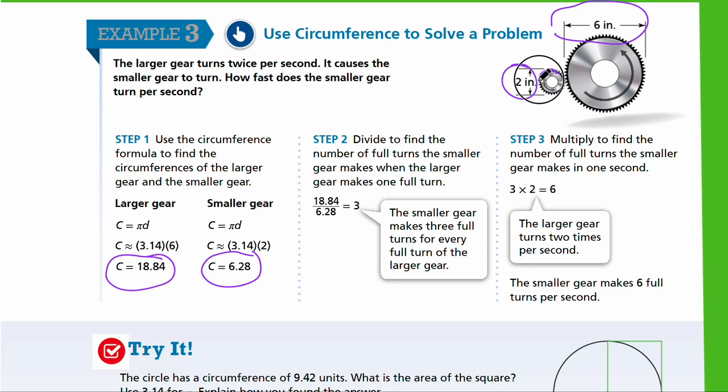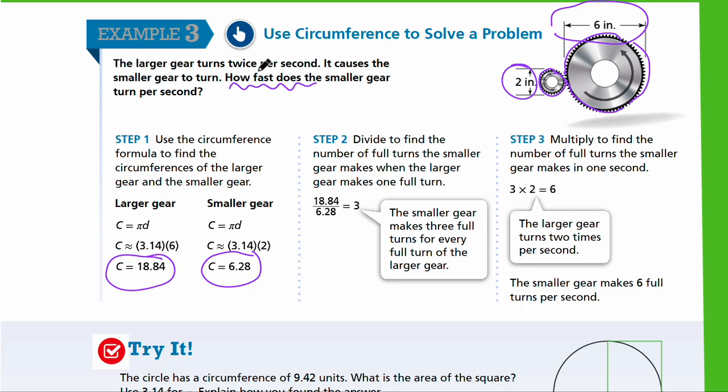Yeah, so that means this distance would go around this 1, 2, 3 times, if you lay it flat. So now you know you need 3 of the small circumference to go around the big circumference. But we're talking about how fast. We want to know how fast the smaller gear turns per second. So how do we know how fast, right? You can multiply to find the number of full turns the smaller gear makes in 1 second.